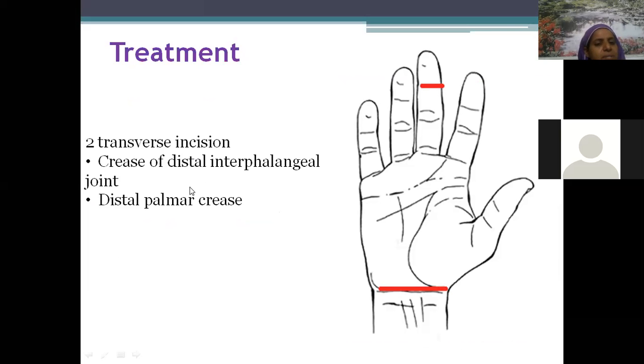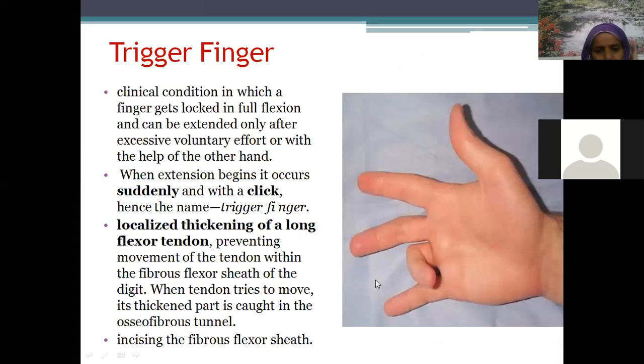Transverse incision. Now see, radial bursa is there, ulnar bursa is there. In order to drain them, we can give a transverse incision like this also at the level of flexor retinaculum. You call this area the distal palmar crease, to drain the pus. So all these are not required.